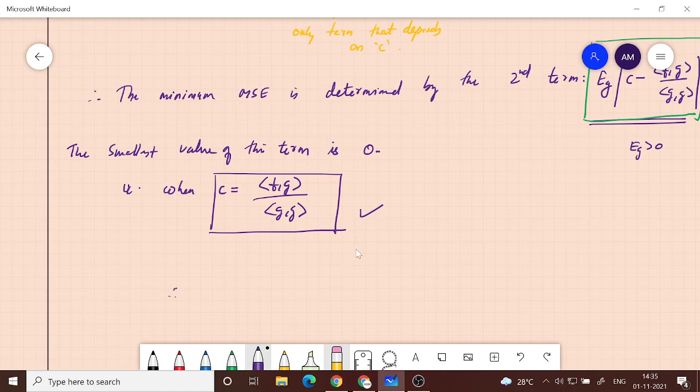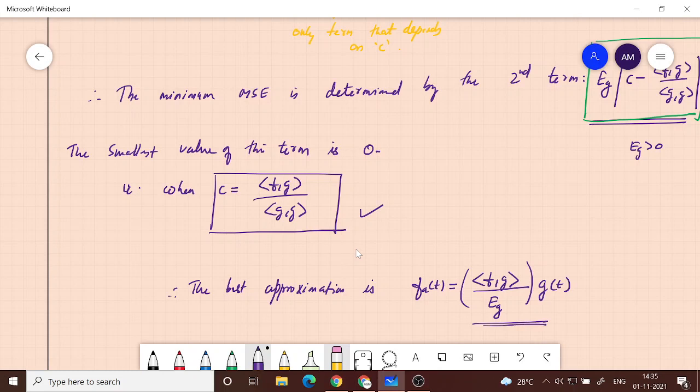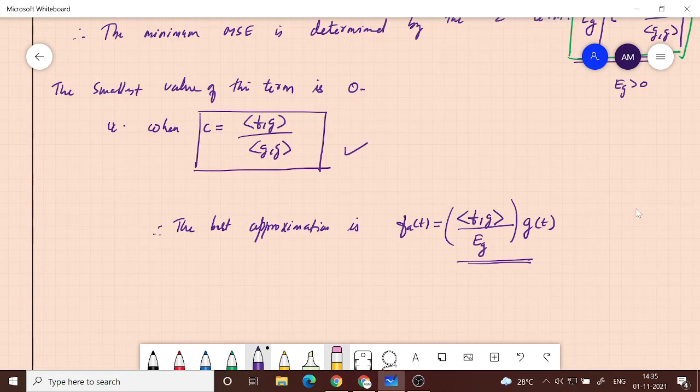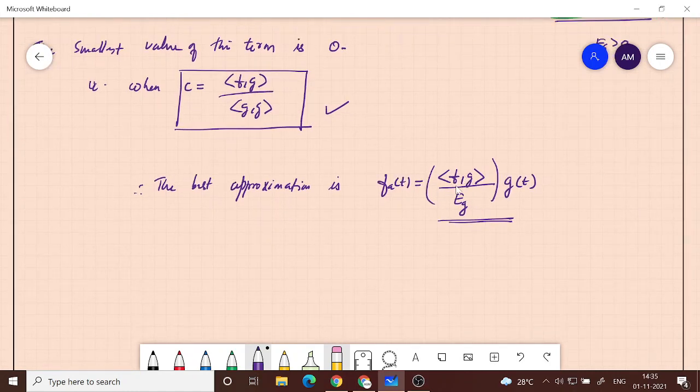Therefore the best approximation is F_a of t equal to C, which is F inner product G divided by E_G, times G of t. This is just a constant multiplying G. It's a complex number. So we found the best complex number that you can take is F inner product G divided by E_G. Is it clear to everybody?